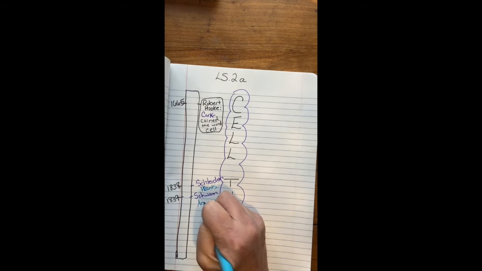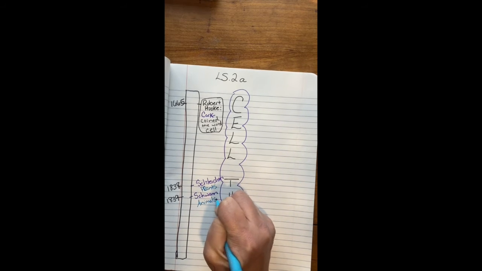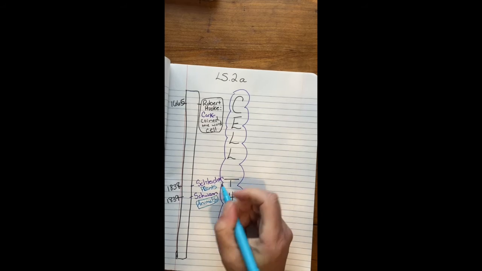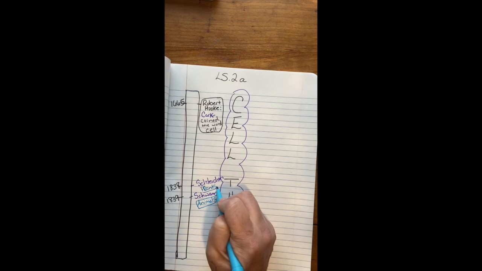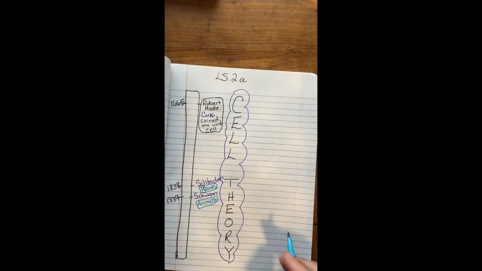Schwann did the same, but he was more of a zoologist. He studied animals. I always remember Schwann like a swan. A swan is an animal. But they really worked together to come up with the main two tenets of the cell theory, which are that all living things are made of cells, and that cells are the basic unit of life.